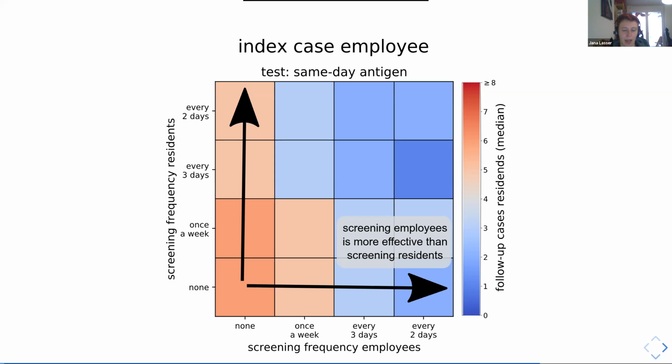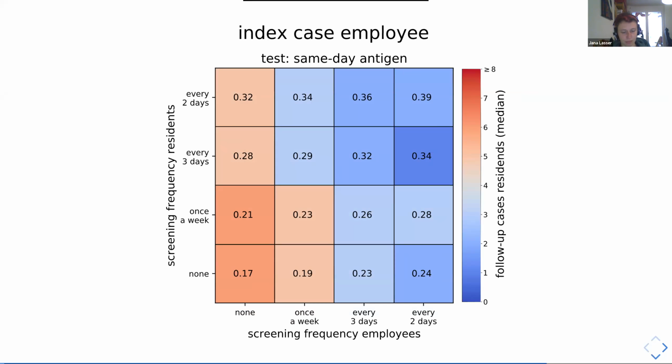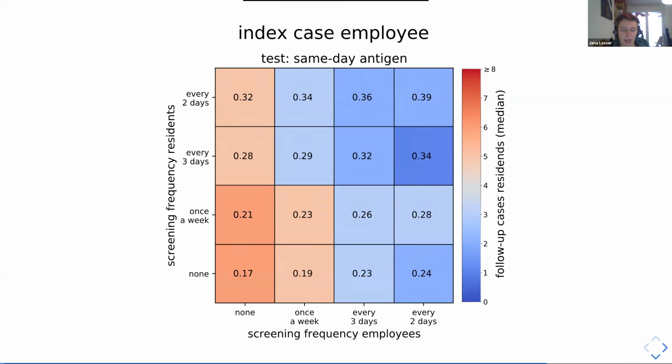Okay, now this is only one test technology and only one turnover time. This is what I've written on the top here. This was simulated using antigen tests that return the results on the same day. But we can also look at this type of outbreak sizes systematically. Sorry, I skipped over one slide.